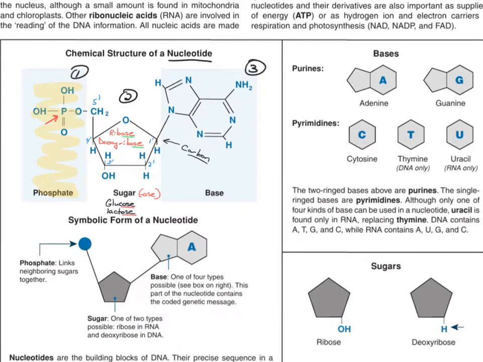The 1 position, the first carbon in the pentose, gets connected to what's called a base. This is your base. It's called the nitrogenous base. Why is it called the nitrogenous base? Because it has nitrogen in it. Look how much nitrogen is in this thing. It's a lot.